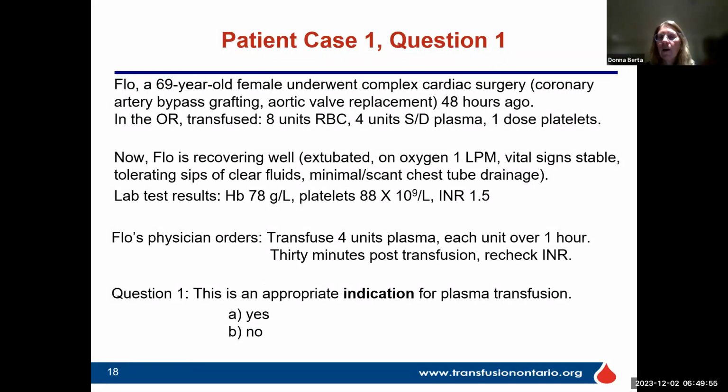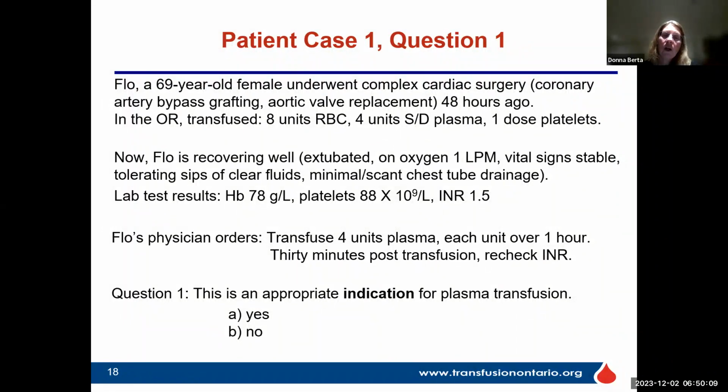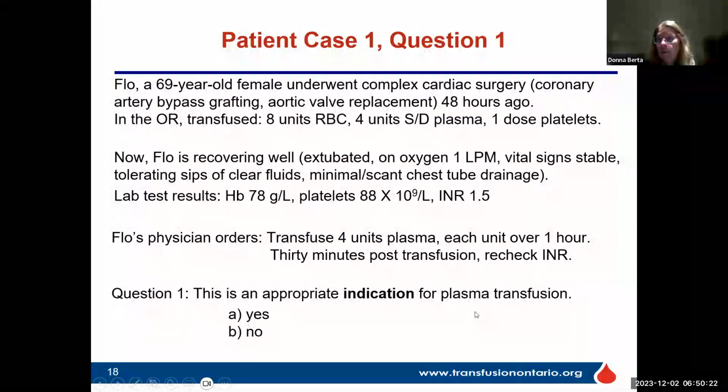She's just on a little bit of oxygen. Her vitals are stable. Her chest tubes are draining very minimal. Her lab results: her hemoglobin is 78, platelets 88, and her INR is 1.5. So her doctor orders to transfuse 4 units of plasma, each over 1 hour, with a recheck of her INR 30 minutes post-transfusion. So my question for you is, is this an appropriate indication for plasma transfusion? You can select yes or no. I'll give you a moment to do that.